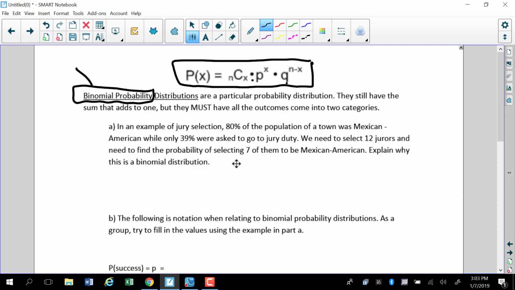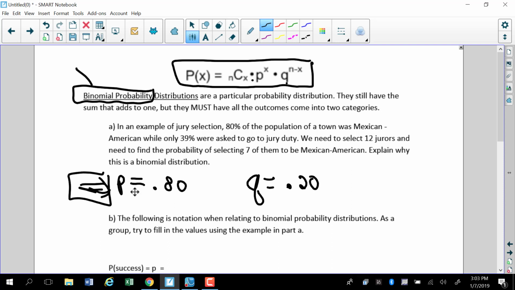So why is this binomial distribution? It's because we're looking at success and failure, so P and Q. And P we're going to define as success. Success is the probability that they're Mexican American, which in this case is 80%. And the probability you're not Mexican American is 20%. So this is why it's binomial, because we have these two options. Either you are Mexican American or you're not Mexican American. And that's why it's binomial.